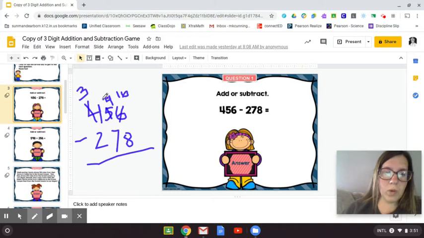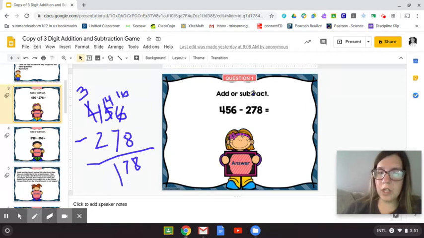And this becomes 14. So we have 16 minus 8, which is 8. 14 minus 7 is 7. And 3 minus 2 is 1. So 178.